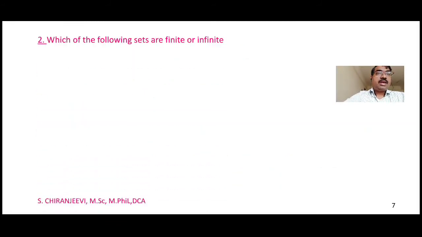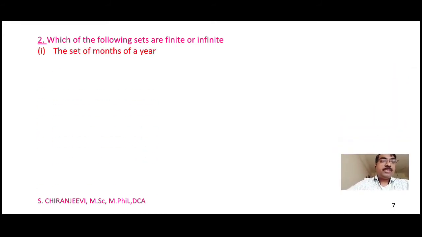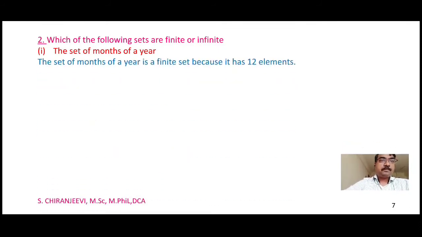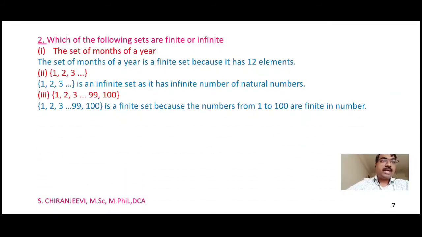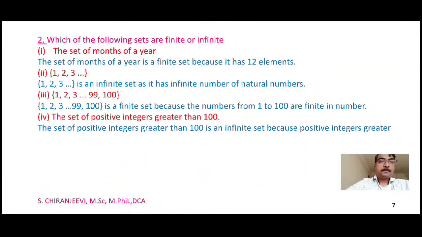Which of the following sets are finite or infinite? The set of months of a year can be counted, it has only 12 months, so it will be finite. 1, 2, 3, etc. is an infinite set. It has an infinite number of natural numbers. Third one, 1, 2, 3, etc. to 99, 100, which is countable, and this is a finite set. The set of positive numbers greater than 100. Here the set of positive integers greater than 100 is an infinite set.